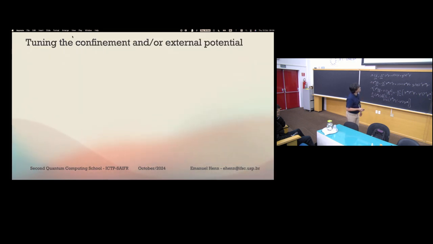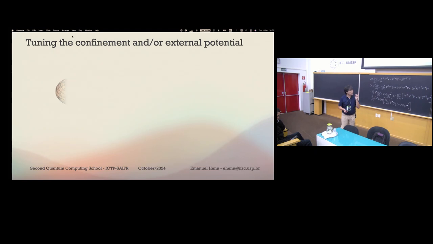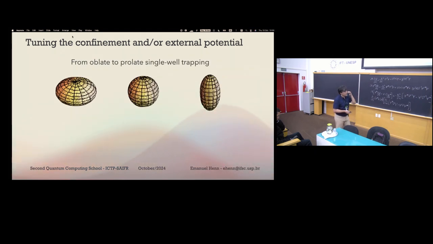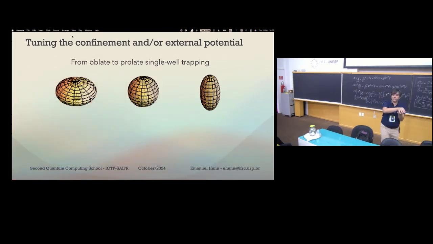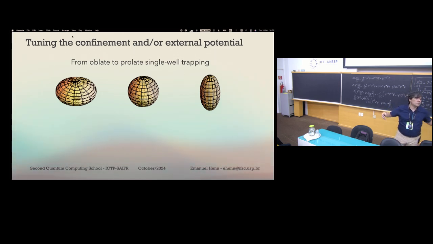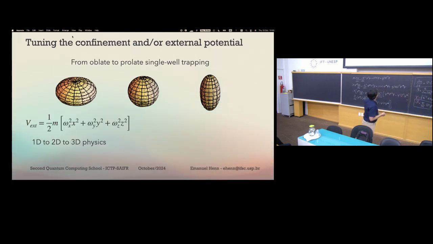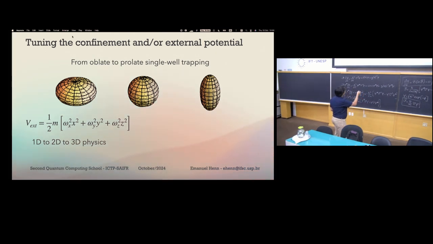So let's tune the confinement, the external potential. I don't like this sentence, from prolate to oblate, or from oblate to prolate, because I never know what's oblate and what's prolate. But this looks like a pancake, you know? It's compressed in one direction and not compressed in two of them. So it's like making one of the trapping frequencies very large and the other two comparable to each other. So I have a pancake.